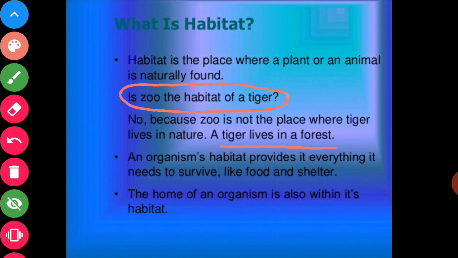In a habitat, an organism's habitat provides it everything it needs to survive. Like it provides food and shelter. The home of an organism is also within its habitat.